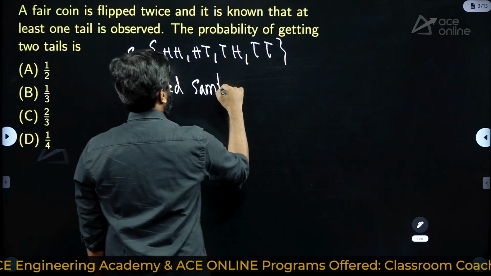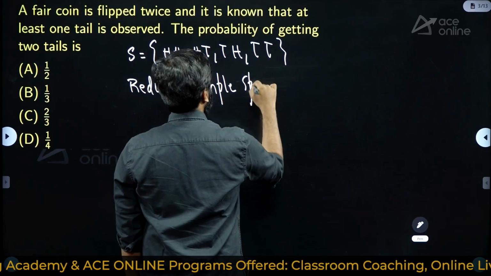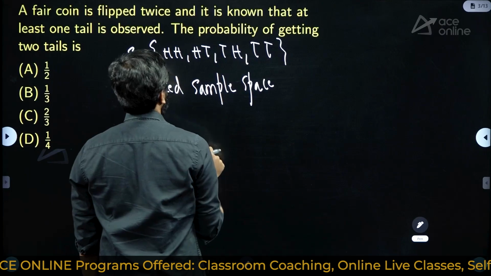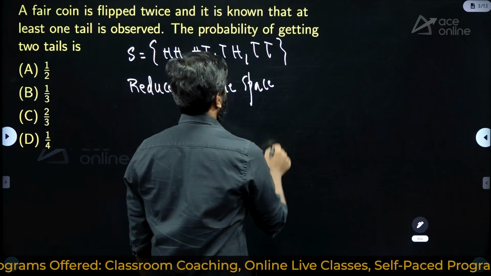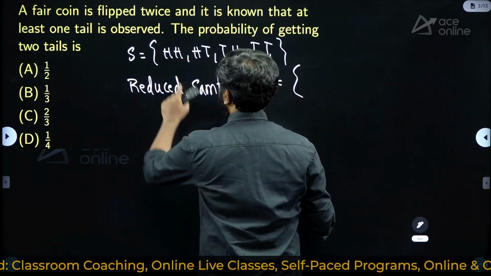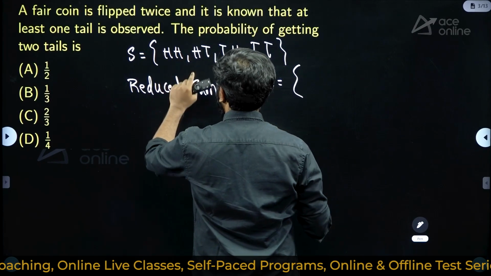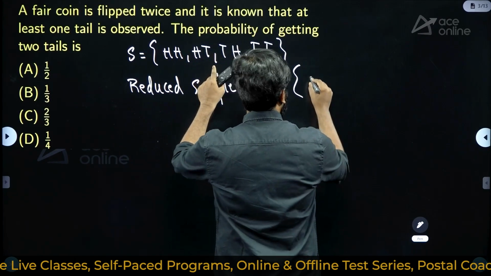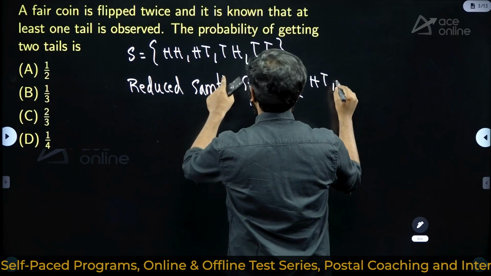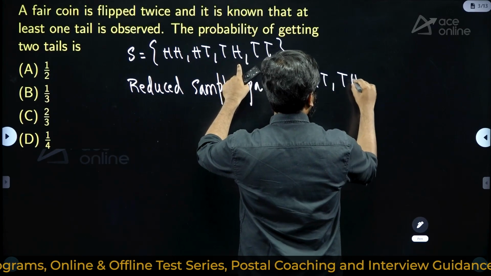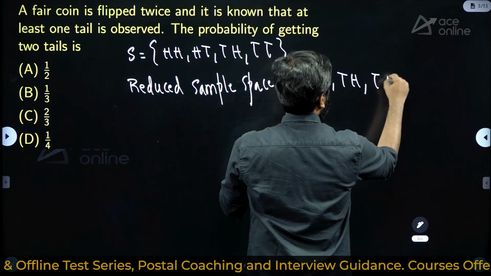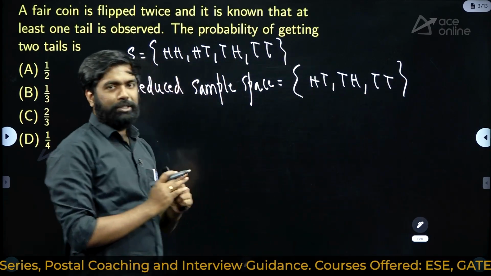You need to select those points from this in which there is at least one tail. So the reduced sample space is like this. This doesn't come here because both are heads. Yes, at least one is tail. So this can be covered here. This can be covered. And this will also be covered. This is the reduced sample space.